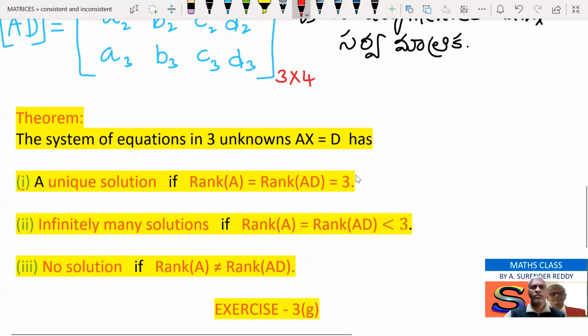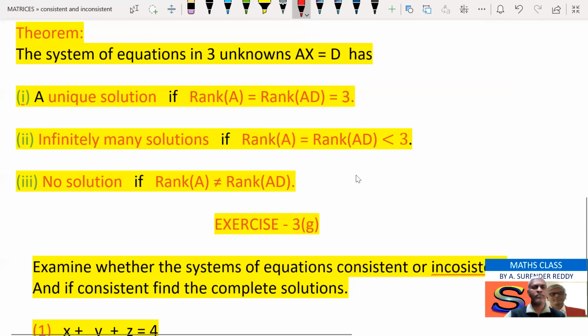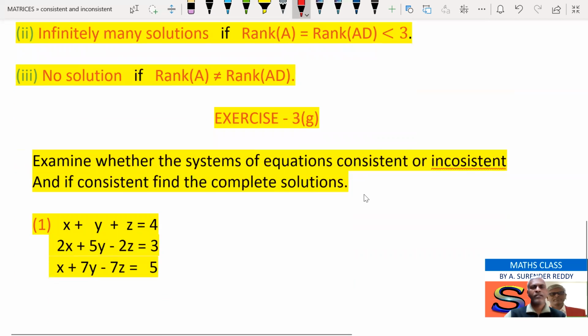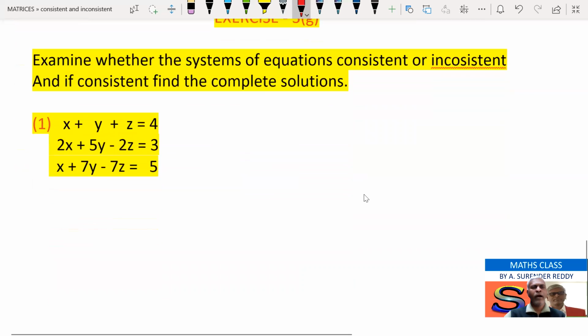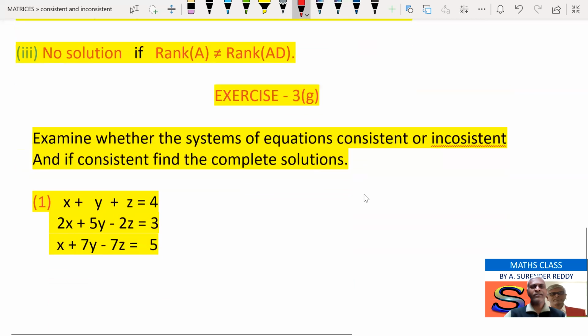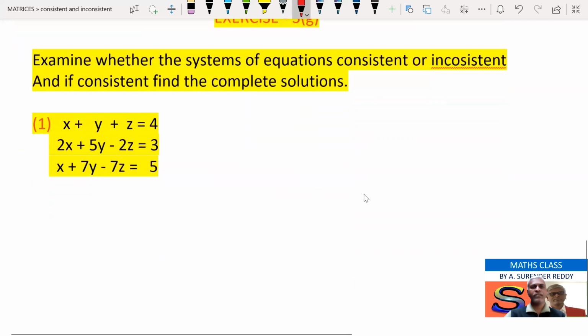So using the concept and this theorem, now let us solve the exercise questions. Very, very important. Exercise 3G. Examine whether the systems of equations are consistent or inconsistent, and if consistent, find the complete solutions.